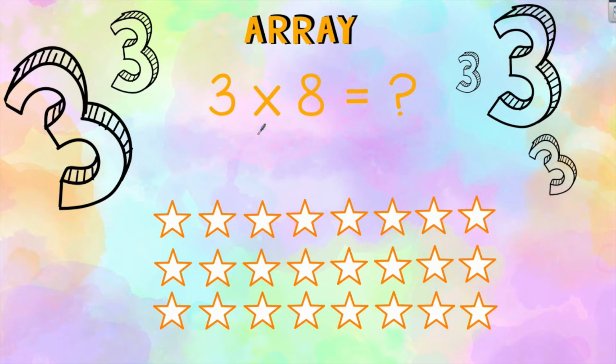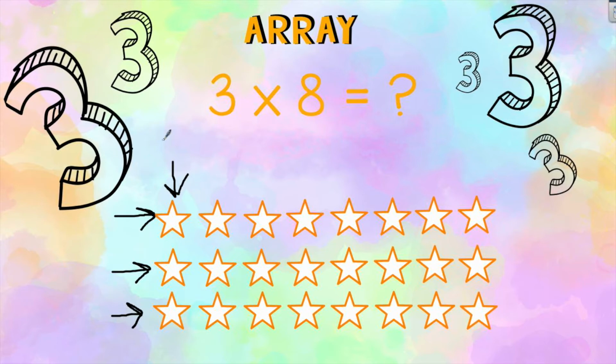So if I was given this multiplication problem, I could do 3 rows, which are from side to side, and 8 columns, which are up and down. They go up and down, so I have 8 of these. In each row, I have 8 stars, and in each column, I have 3 stars. I'm going to count by threes, so I'm going to be counting the number of stars in each column.